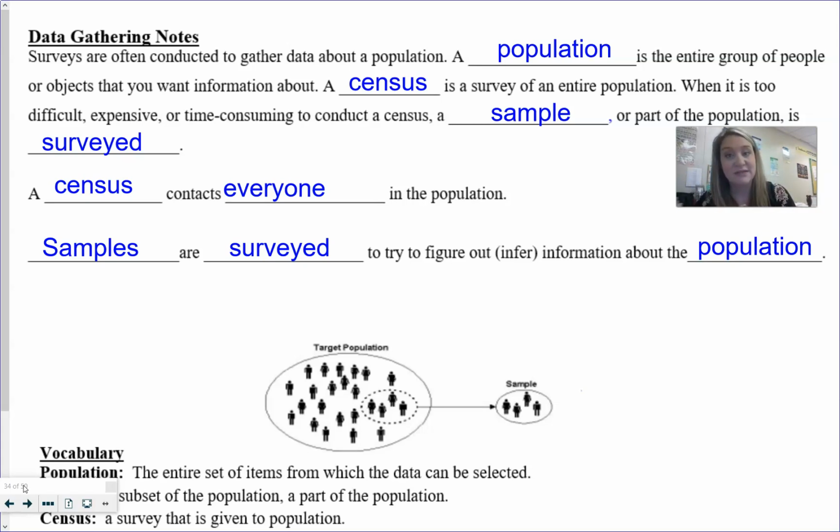When it's too difficult, expensive, or time-consuming to conduct that census, a sample or part of the population is surveyed. So a census is everybody. Samples are surveyed to try and figure out about the population, okay? So if I want to know something about the entire school of Lincoln, but I'm not able to survey every single student, I might survey, I don't know, I'll try to get everyone's first period. Or maybe I'll just do the seniors and the sophomores, as a sample to try to get an idea of what the whole population would be. All right.